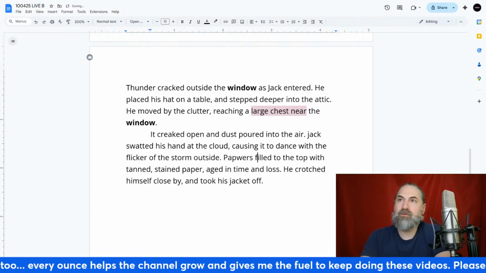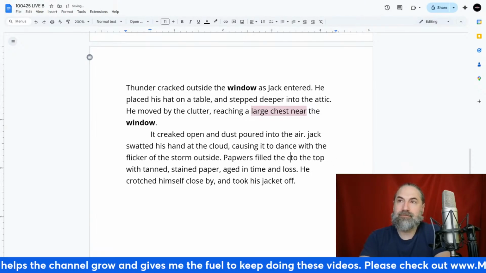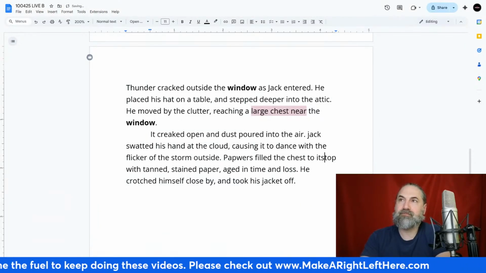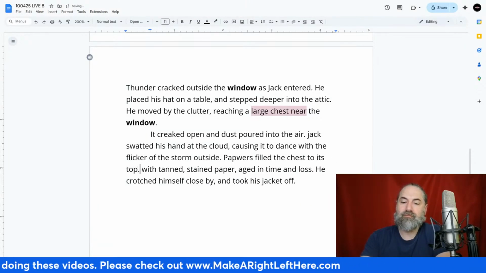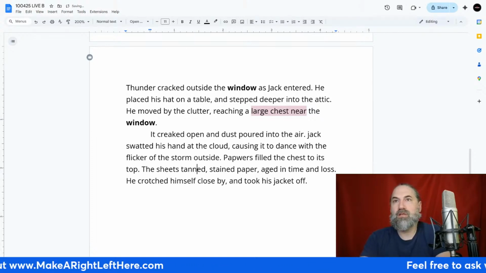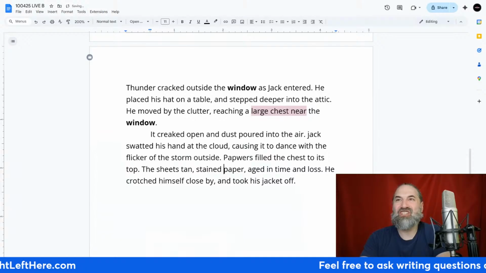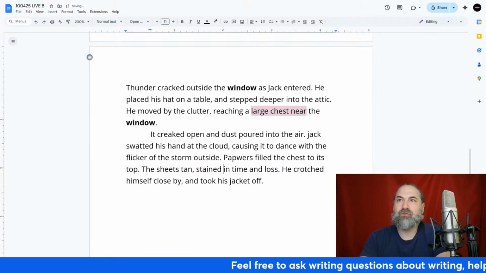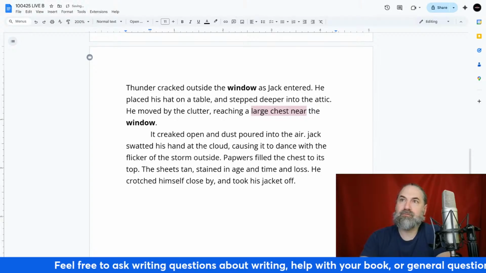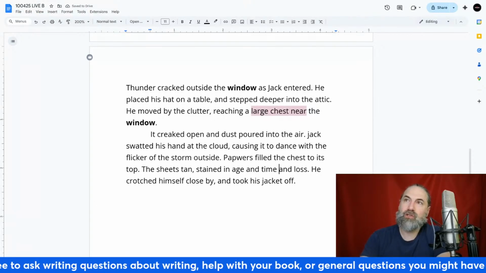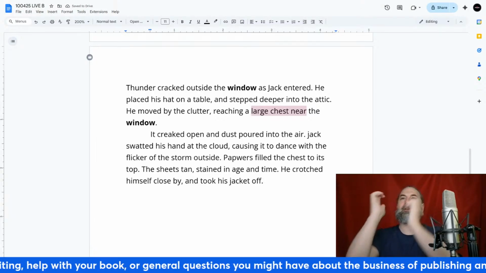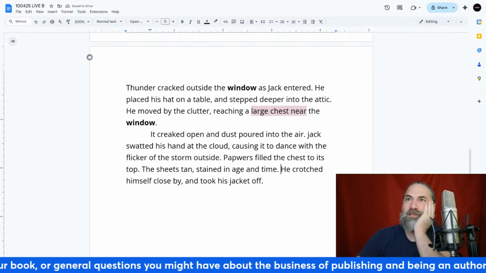Papers filled the crate, the chests to its top. Okay. The sheets tanned, stained in age and time. All right, so now I'm just cleaning them. Now my brain's just doing editing work. I don't want to do editing work. But anyway, okay. This would be a new movement.